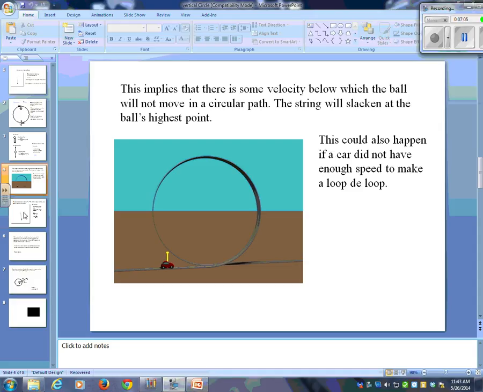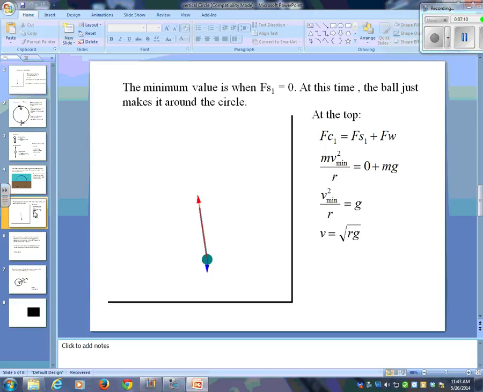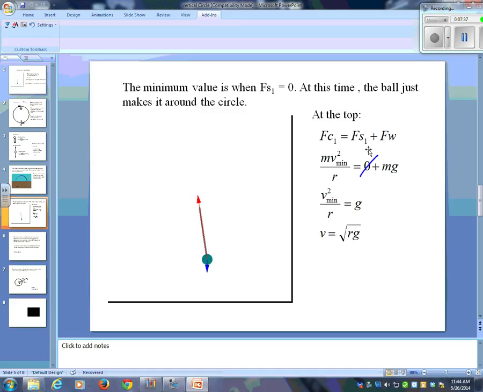Go to the next page. The minimum value is when the string force is equal to 0. Would you agree with that? When there's no force in the string, that's the least force there can be, right? So at this time, the ball just barely makes it around the surface. So I'm going to write Fc1 is equal to string force 1 plus Fw, but I'm going to put 0 in for my string force. You'll now see that you've got what on both sides of the equation?